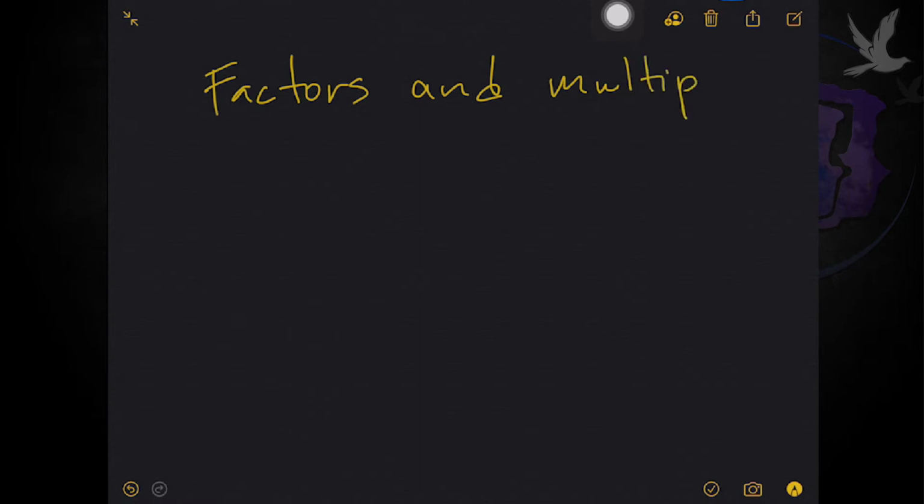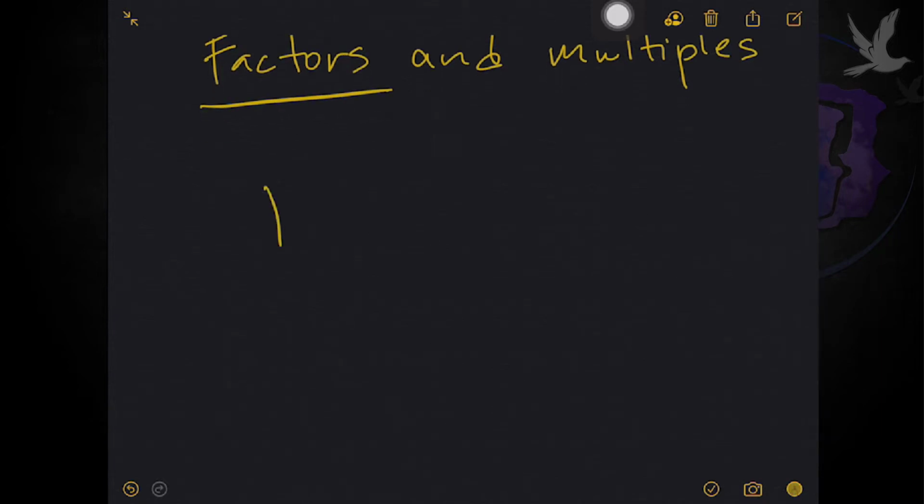Okay, we're going to do factors and multiples. In this case, it is quite important for us to be knowledgeable of our multiplication table. If not, you're going to have a hard time with this. Okay, so we'll start with factors first.